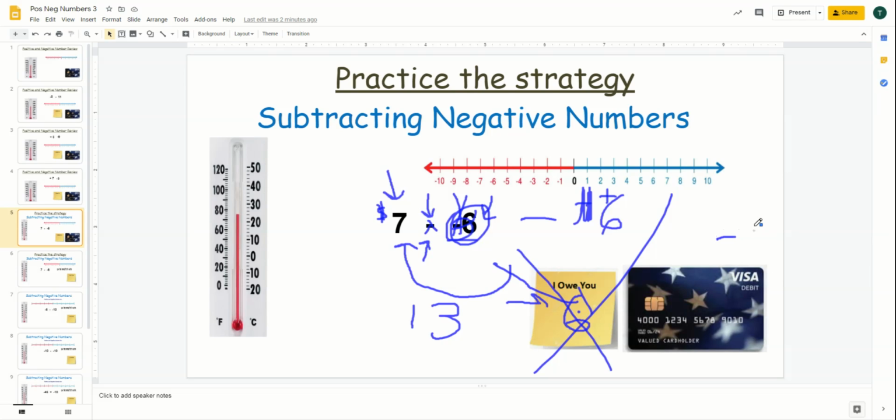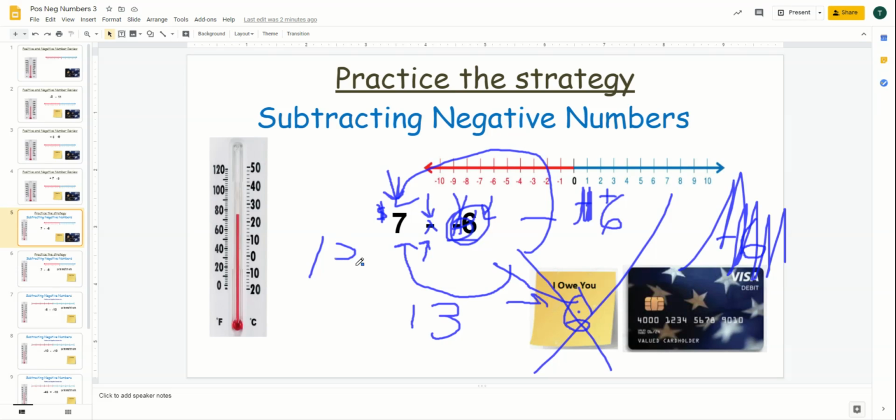Let's use the debit slip, for example. If you're going to be charged a debit of $6, but the subtraction says I'm not going to have this, that means that money I thought was going out of my account is now going back in, and so I have $13. All right, so it's kind of a cool way to look at things.